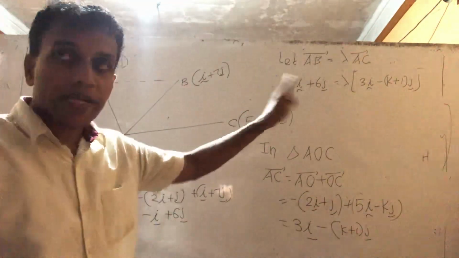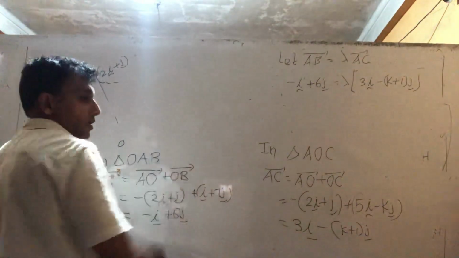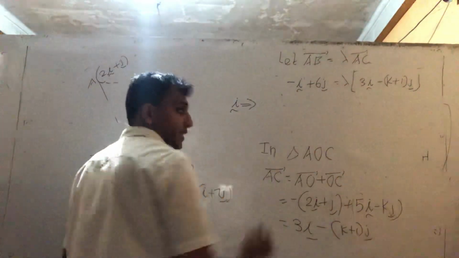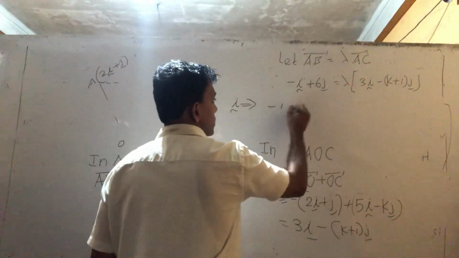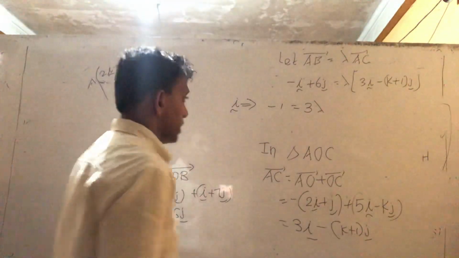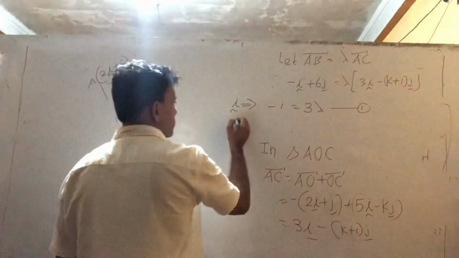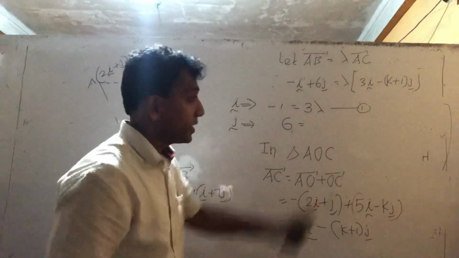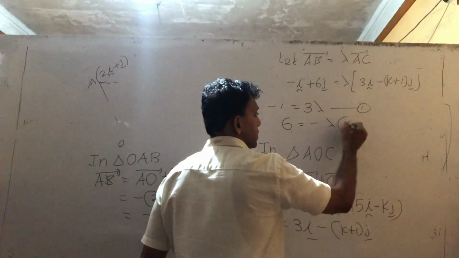Now both sides equate the coefficient. Equate the coefficient. What is the i coefficient on both sides? Here minus 1, here 3 lambda. If I say first equation. Now j coefficient. Here 6j, so 6. Here how many j? That's minus times lambda into (k plus 1).